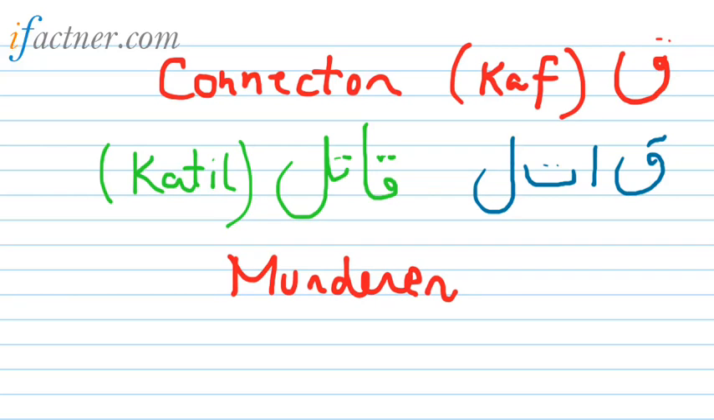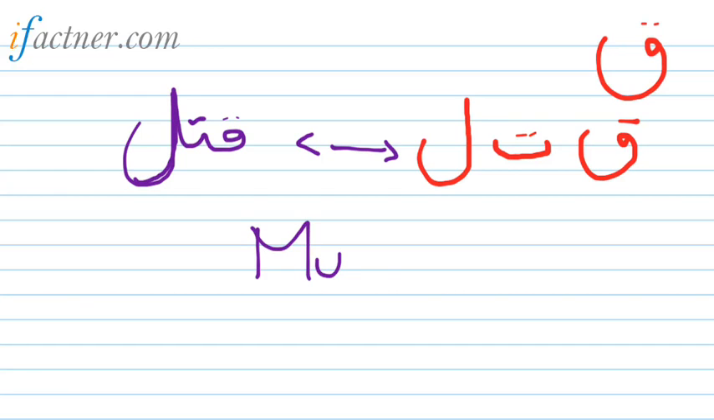The one who murders. And then there is a word called qatl. Here it is written like kaf, te, lam. And actually it is written like this. Qatl means murder.